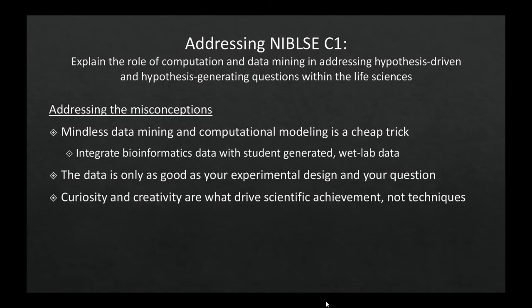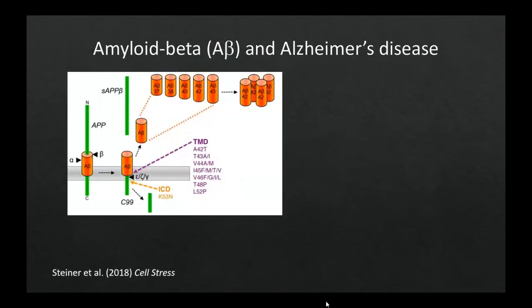Okay, so the other thing that I want to talk about is our work with amyloid-beta and Alzheimer's disease. So just to make sure we're on the same page, I want to give you a little bit of background, and then we'll come back to some proteomics data that we have related to amyloid-beta.